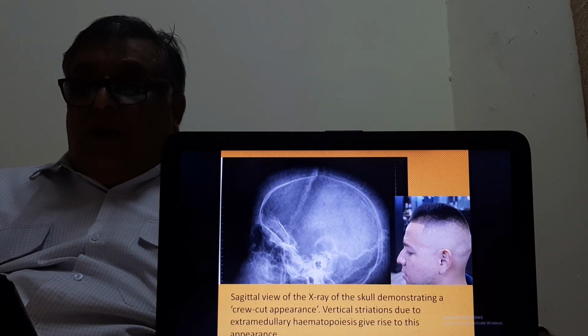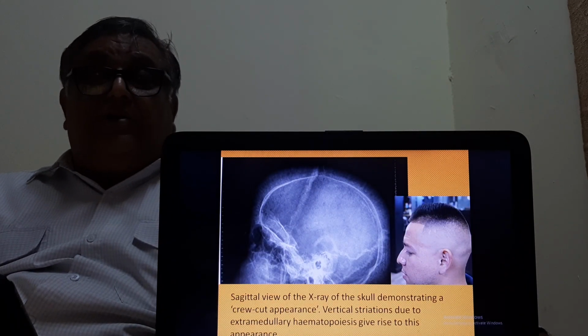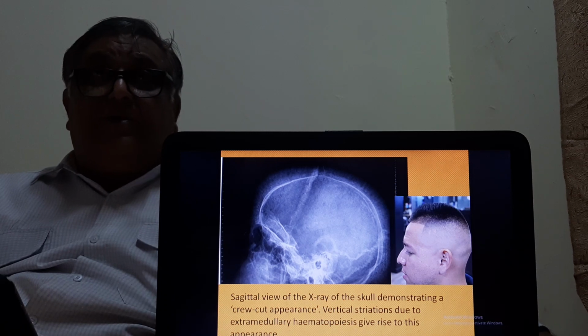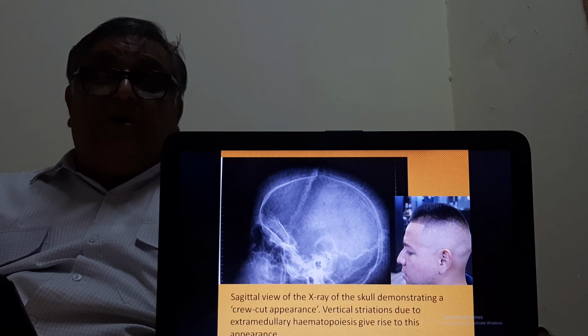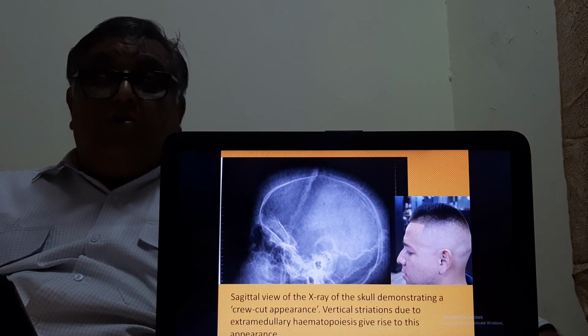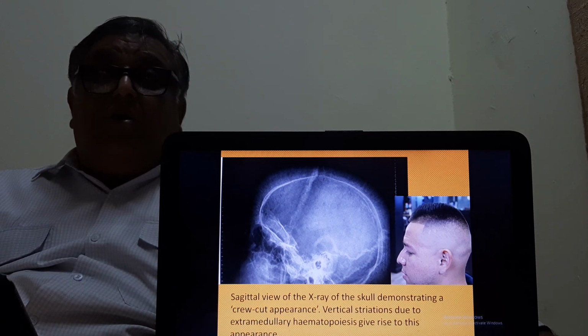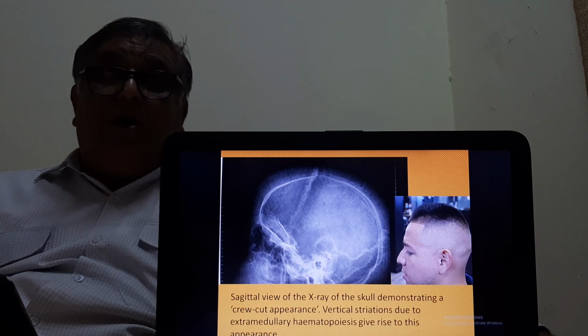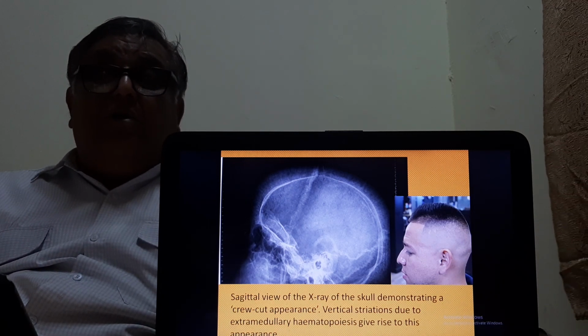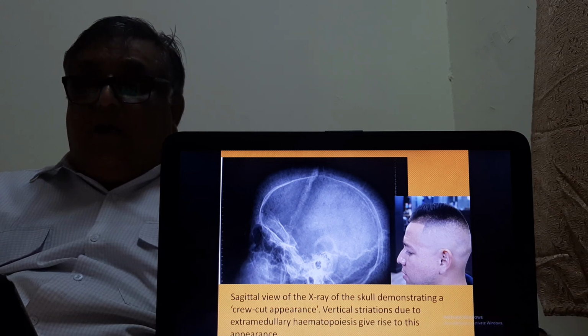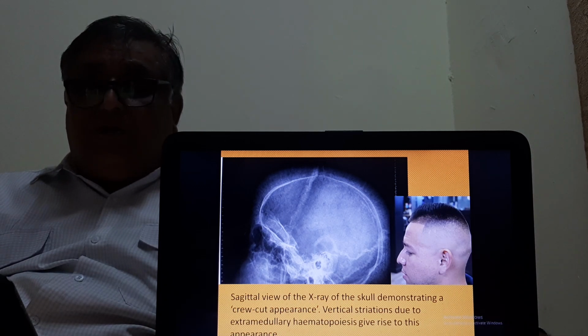If we look at the lateral skull X-ray of these patients, there is a spiculated appearance between the two diploic bones, which is called a crew cut appearance. A crew cut is a typical haircut, and the X-ray also resembles the same thing.